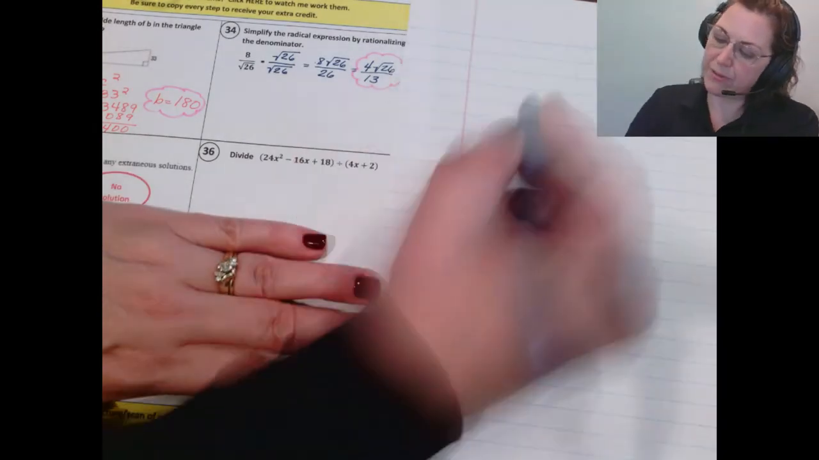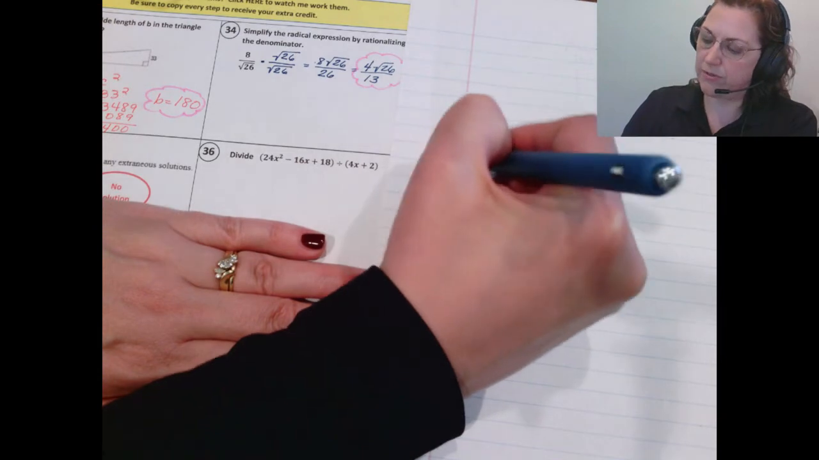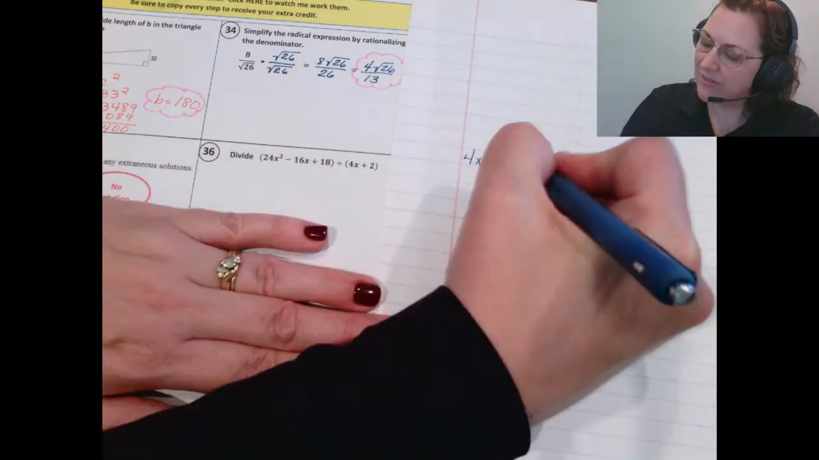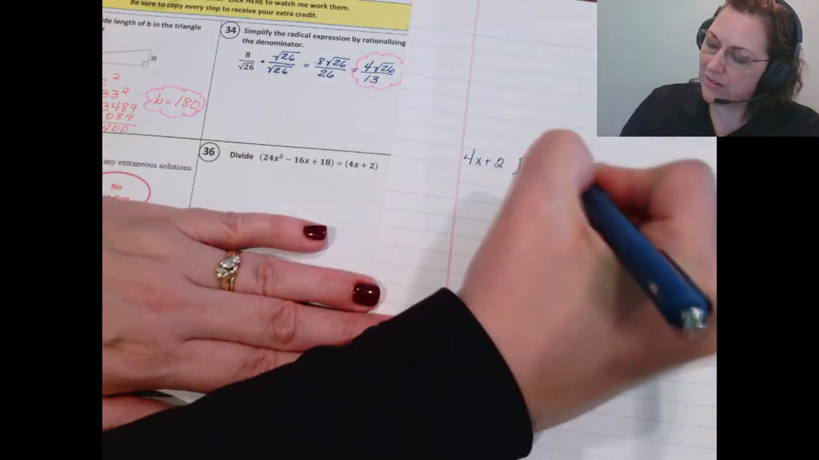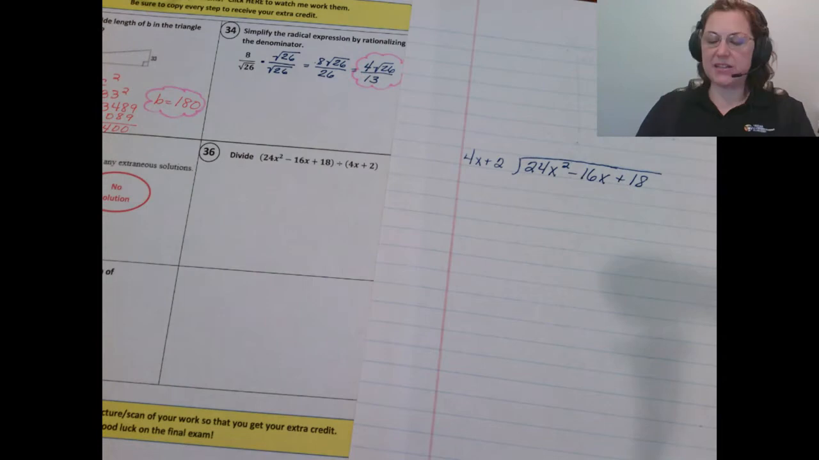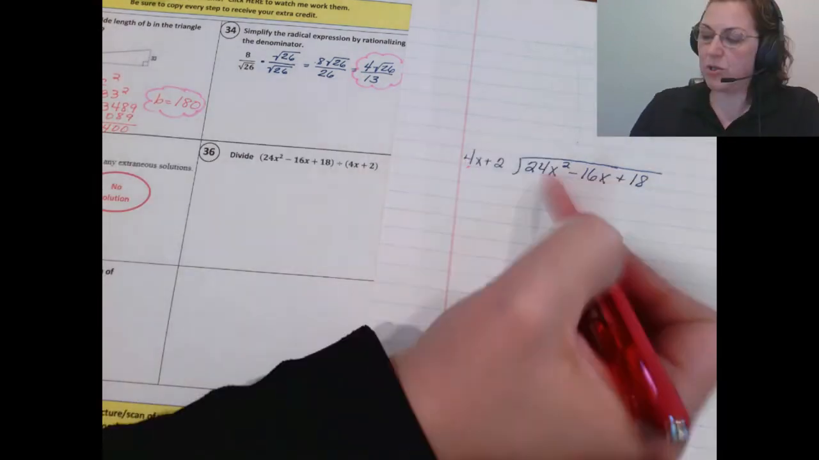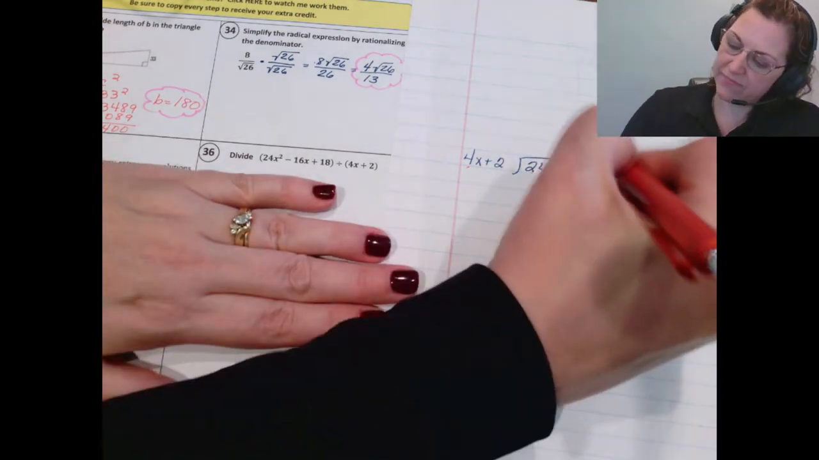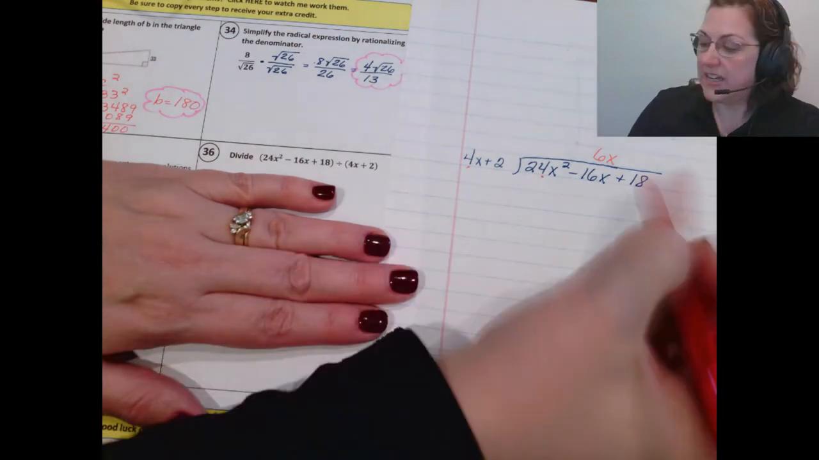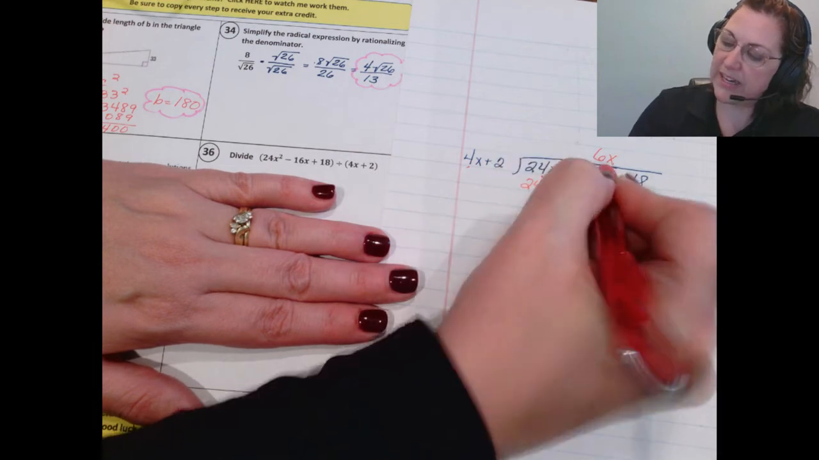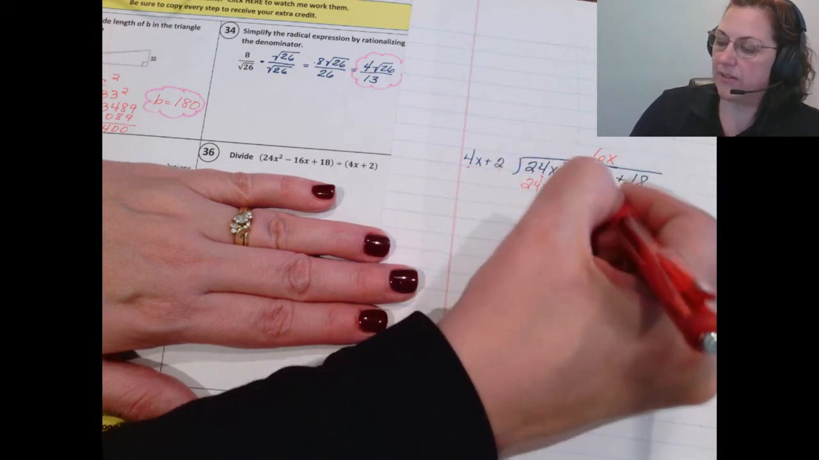So I'm going to put the 4x plus 2 on the outside of the house. Sorry, I revert to my division as the house and outside the house. And now I'm going to ask myself, what times 4x would give me 24x squared? Well, that would be 6x. Now let's multiply. 6x times 4x is 24x squared. 6x times 2 is 12x.